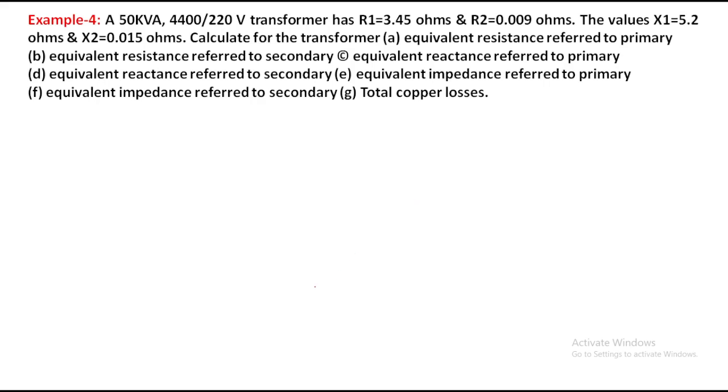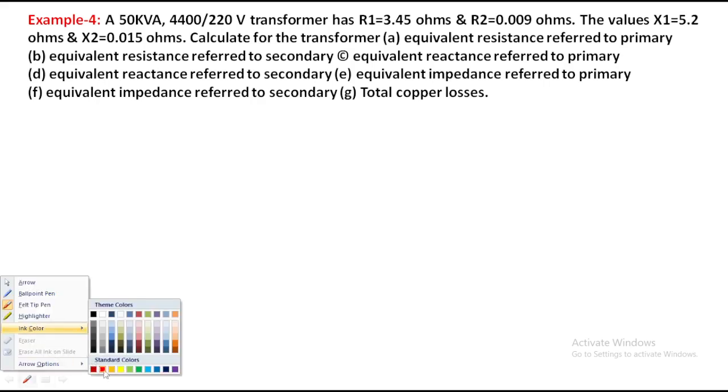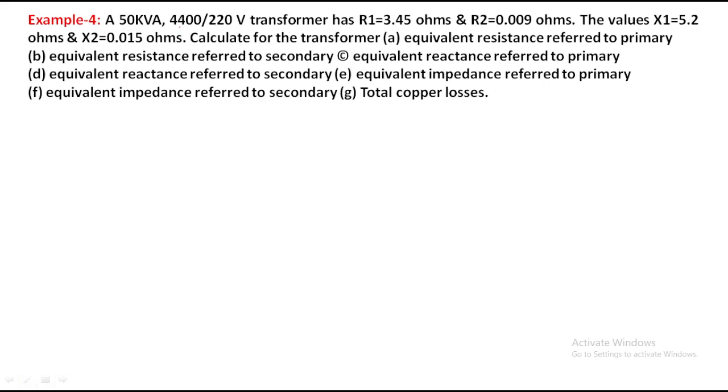Next, this is the problem. A 50 kVA, 4400 by 220 volts transformer has R1 and R2 of 3.45 ohms and 0.09 ohms, and reactances of 5.2 ohms and 0.015 ohms. Calculate the equivalent resistance referred to primary and referred to secondary, the equivalent reactance referred to primary and referred to secondary, the equivalent impedance referred to primary and referred to secondary, and the total copper losses.